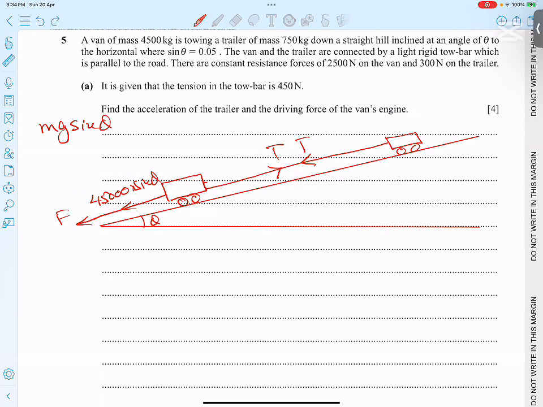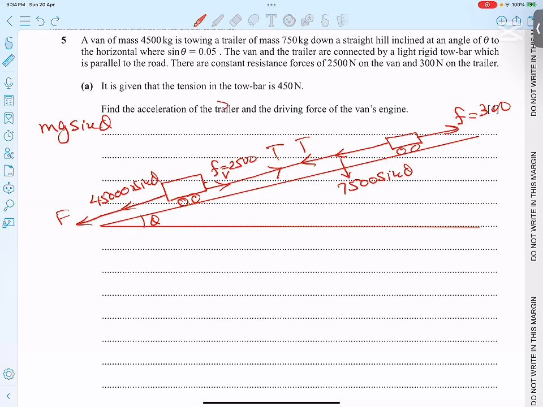Anyway, after this, friction acting on the van is 2,500. I'm writing here friction equal to 2,500 on V for van. So let's talk about the weight component of the other particle. I'm writing here 750 times 10, one more zero, into sine theta. And backward is the friction, which is 300 newtons. You can see from here I have shown almost all components. Yes, now let's talk about them one by one.